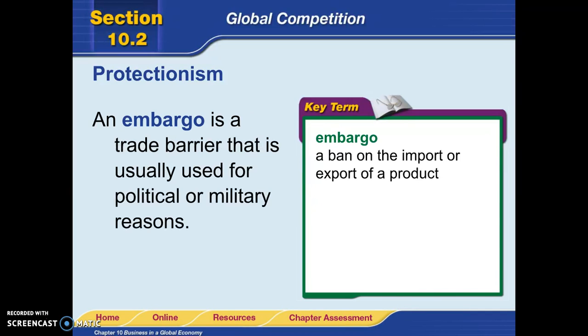There are also embargoes. This is a trade barrier that is usually used for political or military reasons. So, a ban on an import or export of a product because of military implications. That's an embargo. So make sure that when we're looking at different elements of protectionism, we realize the difference between embargo, tariffs, and some of those other key economic concepts that are in place when it comes to globalized trade.